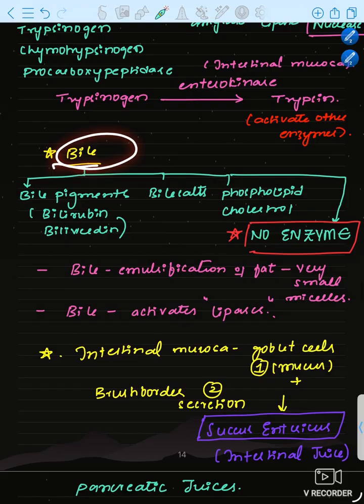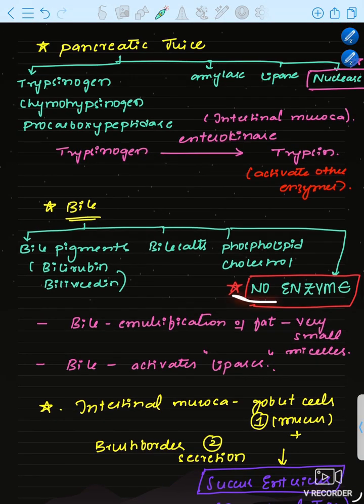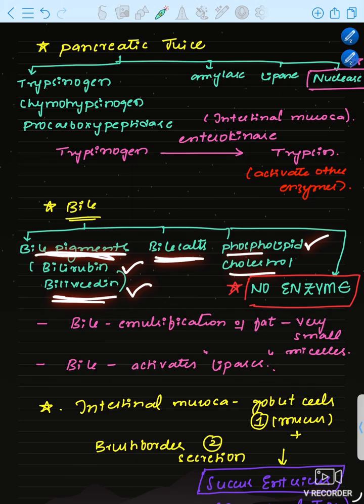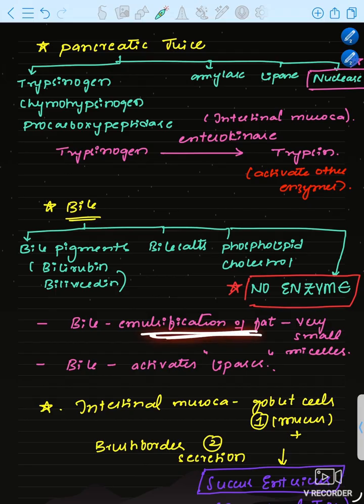Now bile. Bile is simple. No enzymes are present. No enzymes means no breakdown of any component of the food. It just has bile pigments, that is bilirubin and biliverdin, and bile salts are present. Cholesterol and phospholipid are present. Okay. What is the function of the bile? First of all, that is emulsification of the fat. It means big fat molecules will be broken down into very small micelles.